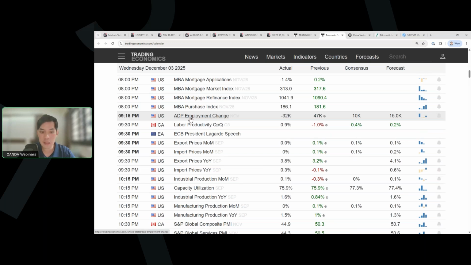But despite the fact that the US government was shut down around a month ago, market participants much more rely on this privately organization compiled data. So the ADP employment data came in worse than expected, because market consensus was expecting a positive 10K gain for the month of November, but it came in at a negative 32K. That further cements this upcoming third interest rate cut by the US Federal Reserve next week, which is the 10th of December.